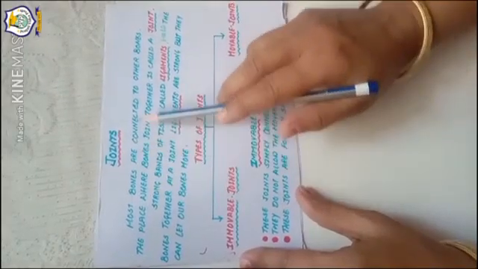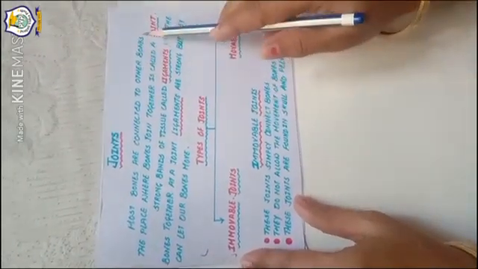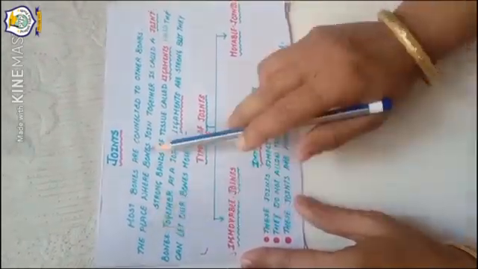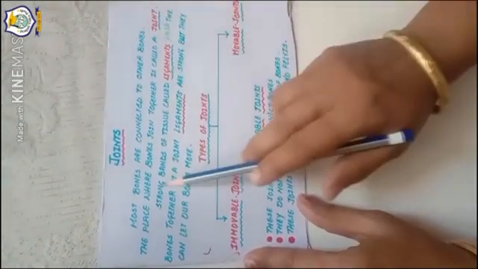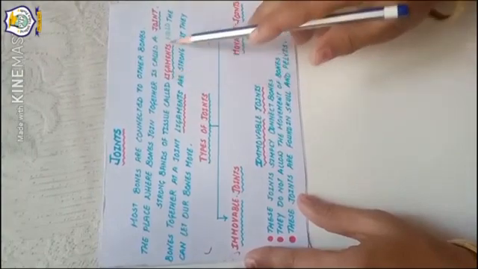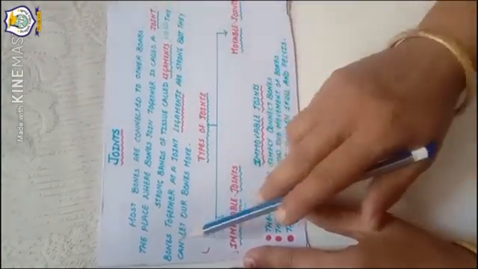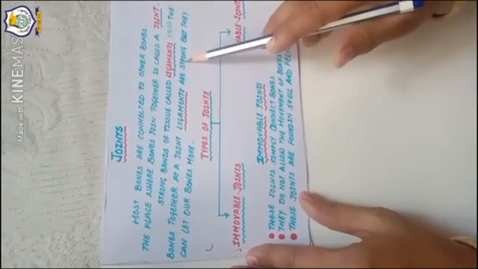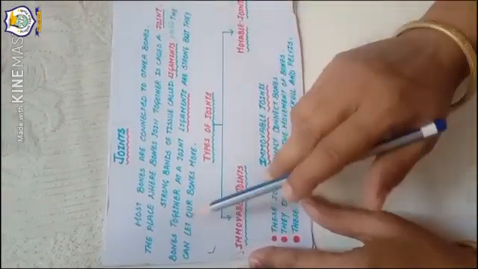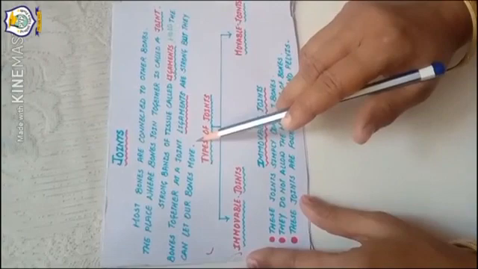Most bones are connected to other bones. The place where bones join together is called a joint. Strong bands of tissues called ligaments hold the bones together at a joint. Ligaments are strong but they can let our bones move.